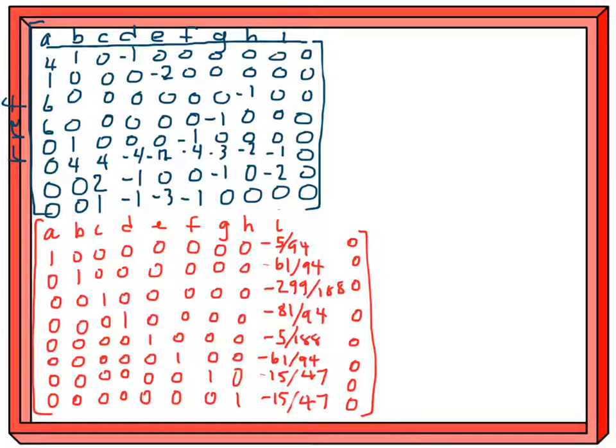So once we put our matrix into the calculator and have it solve it for us, then it spits out this red matrix here, as long as we turn our answers into fractions. And if we don't, then we'll be in for quite a bit of pain.